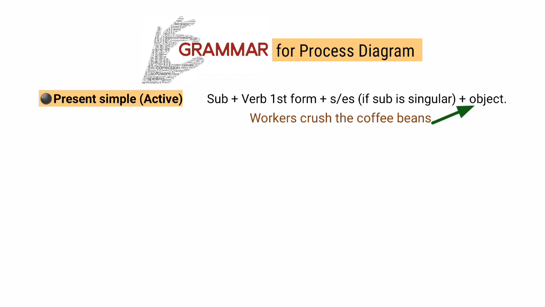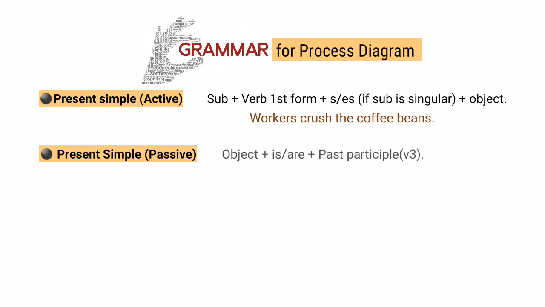Okay, and the next tense required for this is present simple passive. See, some students feel scared when it comes to passive voice, but believe me, it's a very simple sentence form and its structure is like this. First you have to write the object, then you can write is or are, then the verb's third form, or you could say past participle. I would write the same sentence as above in passive voice, and it would be like this. Coffee beans are crushed by workers.